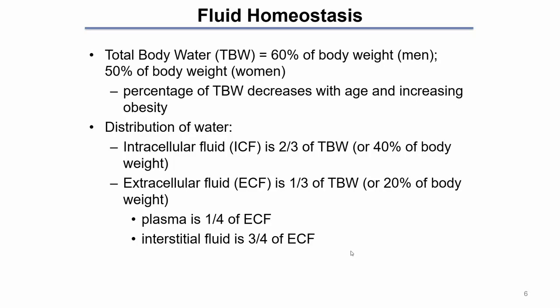Now we can break up ECF into two components: plasma, which is 1/4 of the ECF, and interstitial fluid, which is 3/4 of ECF. I'll leave it to you to figure out the math in terms of body weight and total body water. Essentially, it's 1/3 times 1/4 for plasma, so that's 1/12 of total body water. And for interstitial fluid it's 3/4 times 1/3, which makes it 1/4 of total body water. So you should know the distribution of fluid within these various compartments.